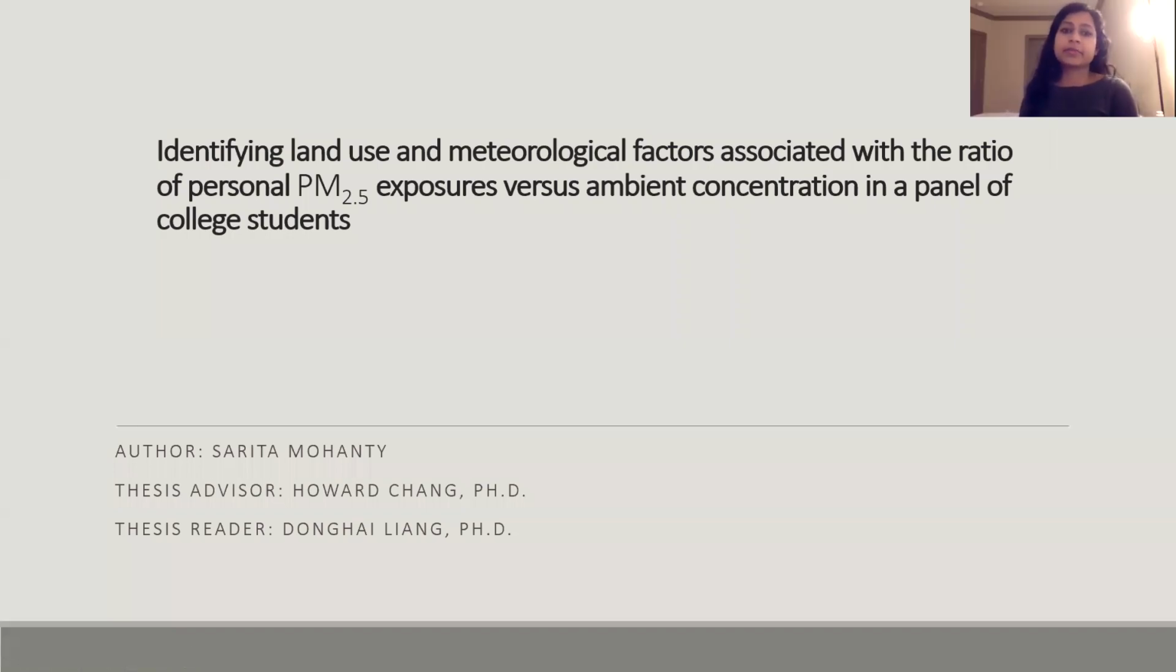My name is Saritha Mohanty, and today I'll be talking about my thesis titled Identifying Land Use and Meteorological Factors Associated with the Ratio of Personal PM2.5 Exposures versus Ambient Concentration in a Panel of College Students.